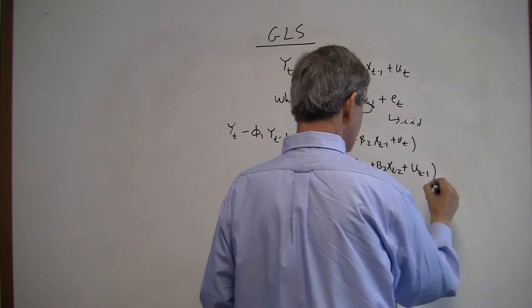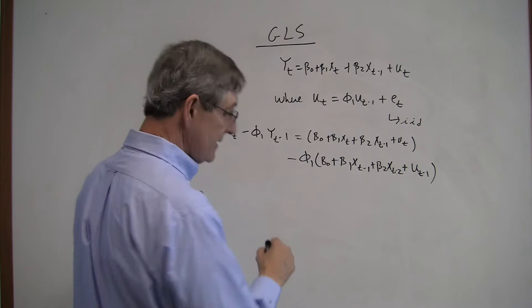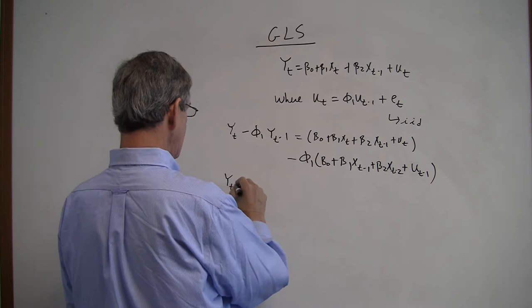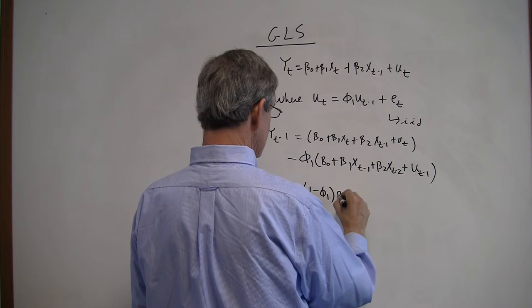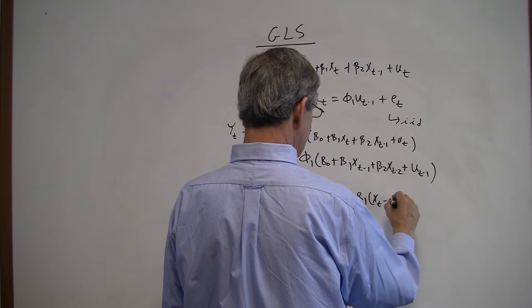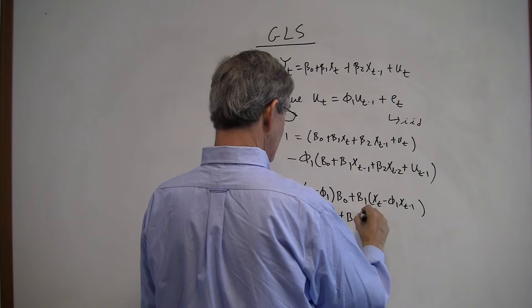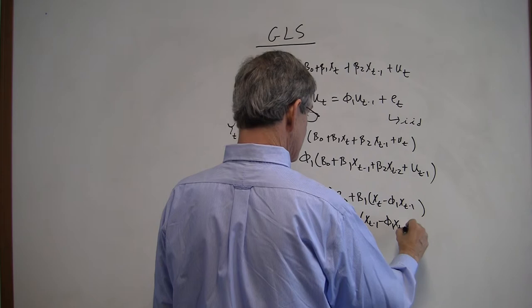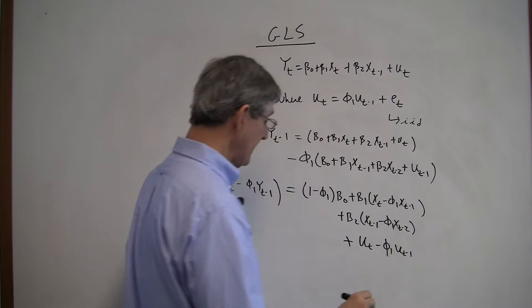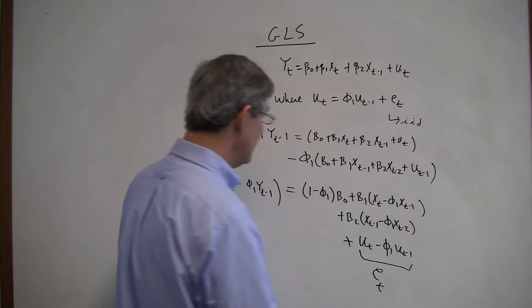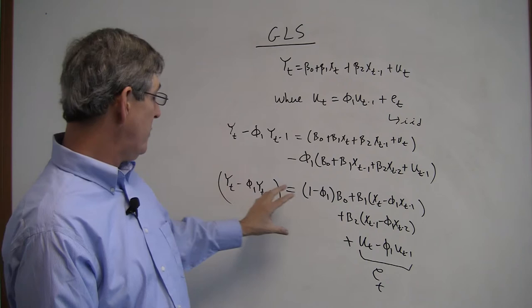And then what we want to do next is just rearrange the terms. So we can write this as yt minus phi 1 times yt minus 1 equals 1 minus phi 1 times beta 0 plus beta 1 times xt minus phi 1 xt minus 1 plus beta 2 times xt minus 1 minus phi 1 xt minus 2 plus, and this is the term that makes it all work, ut minus phi 1 ut minus 1. Notice that this term here is just et. It's this minus this, leaving et. So if we could run this regression, it would satisfy the OLS conditions.